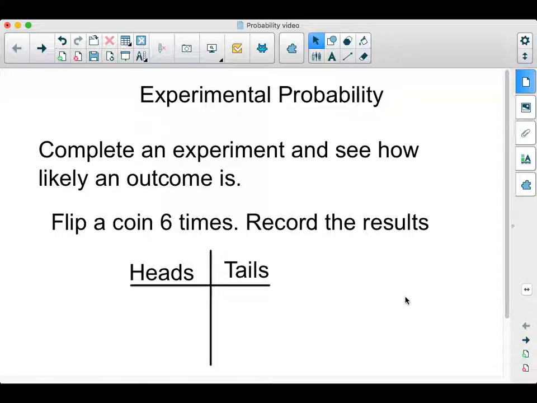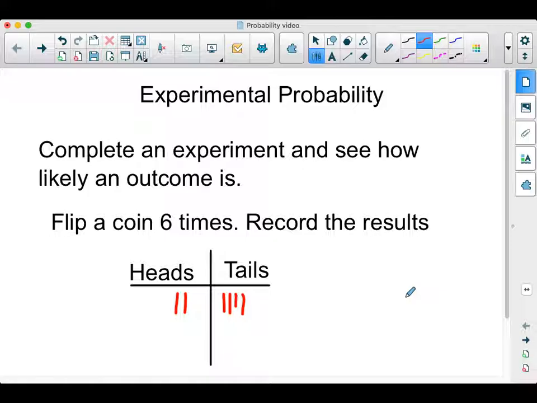So here we go. Tails, tails, heads, tails, heads, and tails. So I did my experiment 6 times.